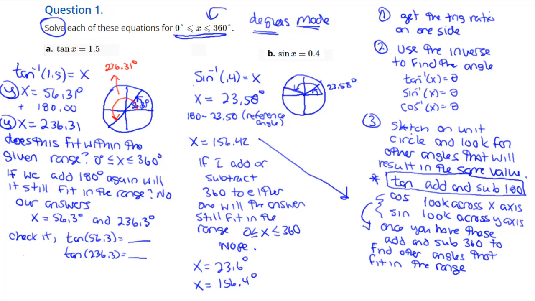Keep in mind, if I were to add 360 degrees to both these angles, they would still equal 0.4 when I put them in sine. They just don't fit within the range. I need to find the angles that are going to give me 0.4 that fit within the range they gave me.